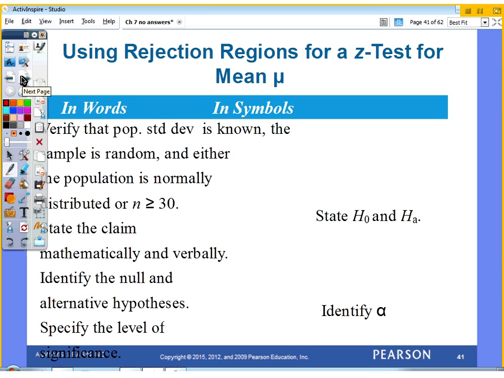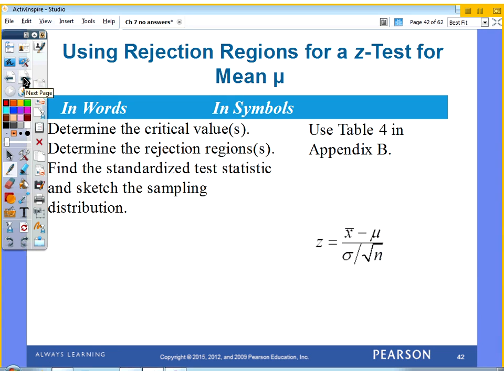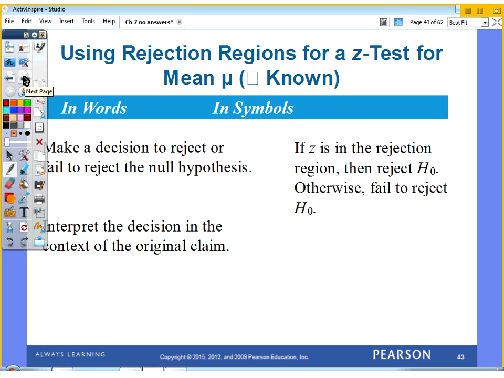Looking at your steps here, we still want to make sure that we know the population standard deviation or that our sample size is big. You're still going to state the hypothesis. You still need to find alpha. But then you're going to find your critical values by reading your table backwards. Once you get your critical values, you're going to use the same formula to find your test statistic. You'll put that test statistic on your graph and then make your decision whether to reject or fail to reject based on where it falls.